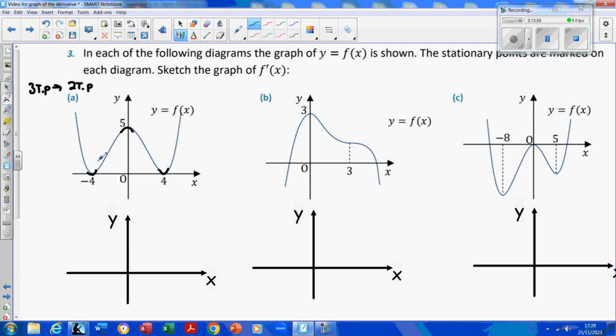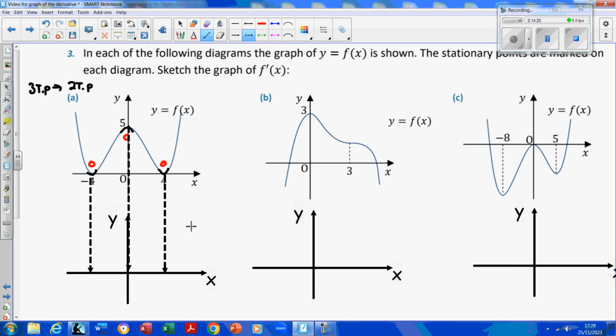So we've got all of those stationary points. Gradient of tangent to a curve is 0. That's stationary points, that's 0, and that's 0. So we drop them down because the y-coordinate is 0. So we drop them right the way down onto the x-axis. The y-coordinate is 0 there. We drop that one down, that's 0, and we drop that one down, and that's 0.